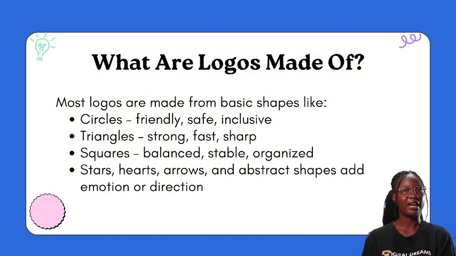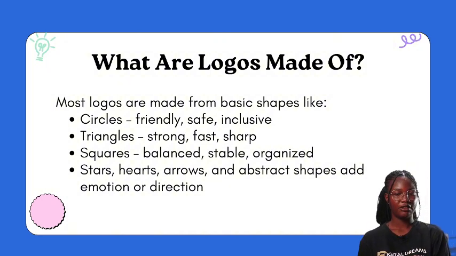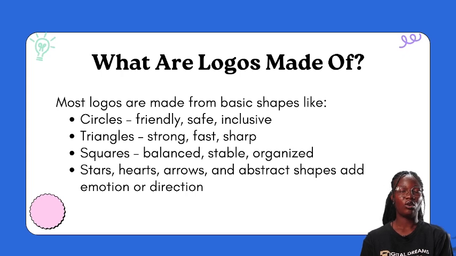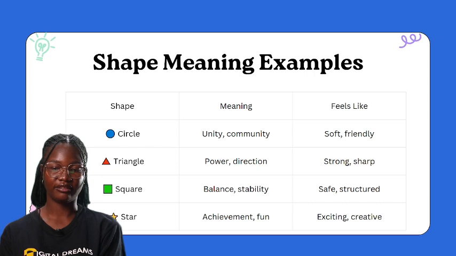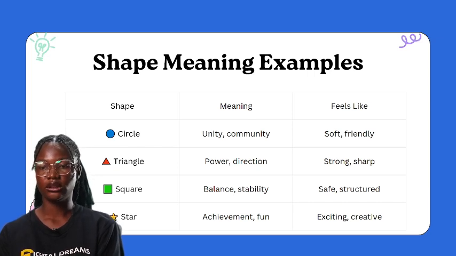And for shapes, there's psychology also behind shapes. So if you're making a logo or a design, the shape that you use actually matters. Like for circle, circle means friendly, safe and inclusive. Talk about triangle, power and direction. Square, balance and stability. Then star, which is achievement and fun.